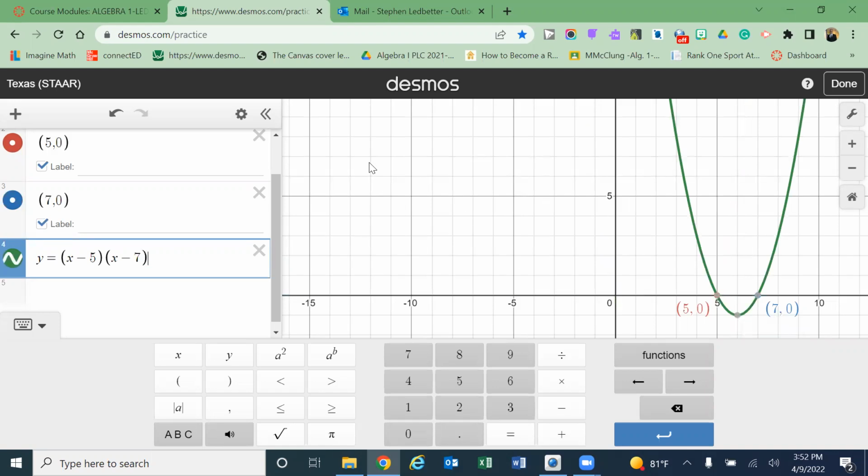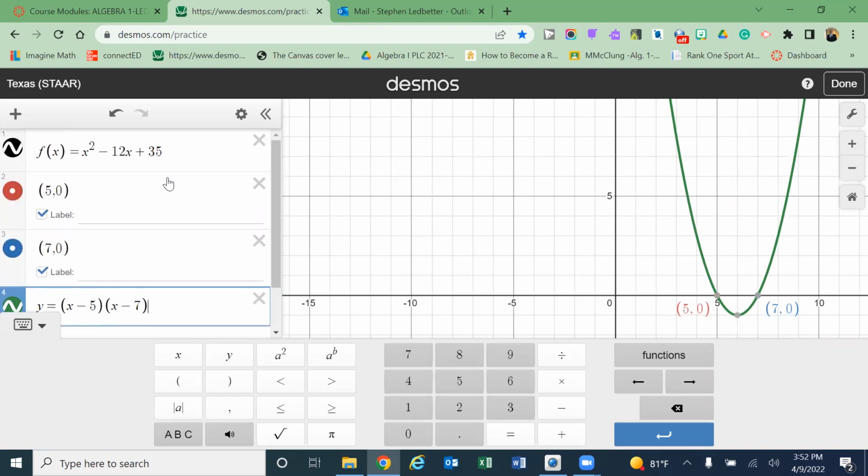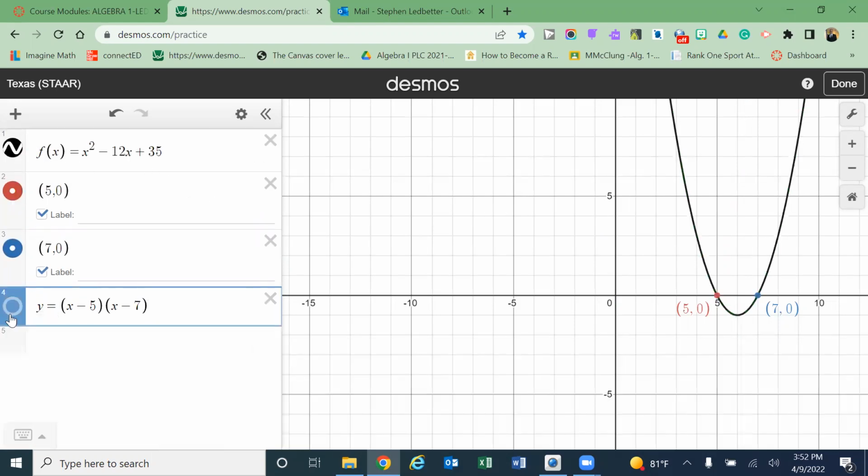And close parentheses. Now, if you look at my graph, see how this is in green? Look at my graph, it's in green. All right, so if I turn this off, it's black because this is black. So this and this are the same thing. See, look, green, black, green and black. Okay, see how the same thing? So this is correct. So these are the factors.